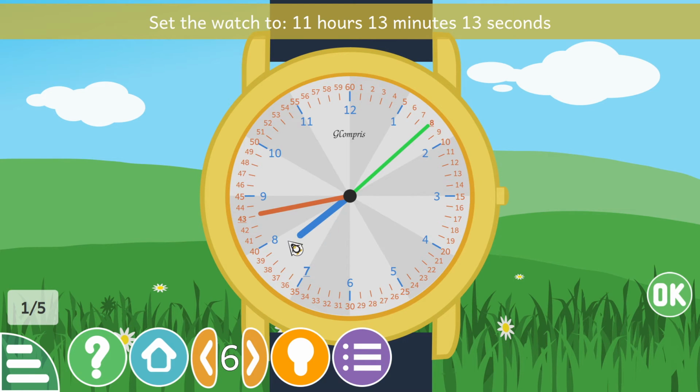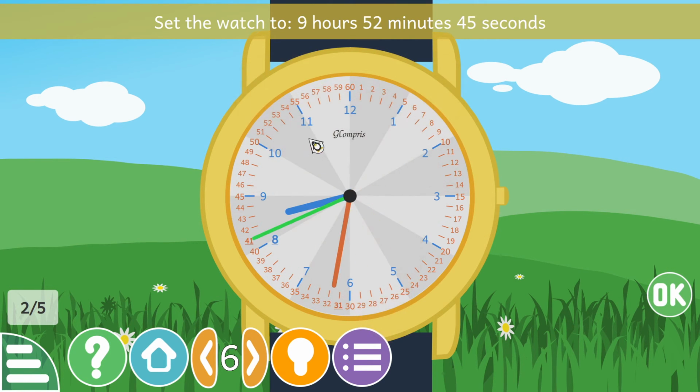So now we've got 3 separate hands. We've got the hour hand, the minutes hand, and I'm pretty sure this is seconds. So yeah, if I move the seconds one whole rotation, it then goes through a minute. So let's set it to 11 and we'll go with 12. So I've got to wind it forward to 11:13 and 13 seconds. So it's gone forward an hour by mistake to 12:13, but I've just wound it back to 13.